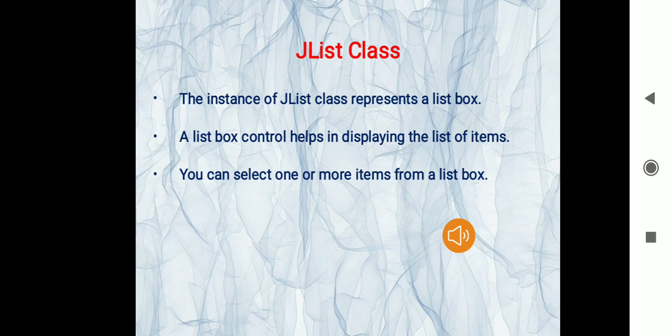Now let's talk about the classes which represent list boxes and combo boxes. The class which represents the list box is known as JList, and the class which represents the combo box is known as JComboBox. Let's start with the JList class which represents the list box. The commonly used methods of the JList class are append, setEnable, and setVisible.